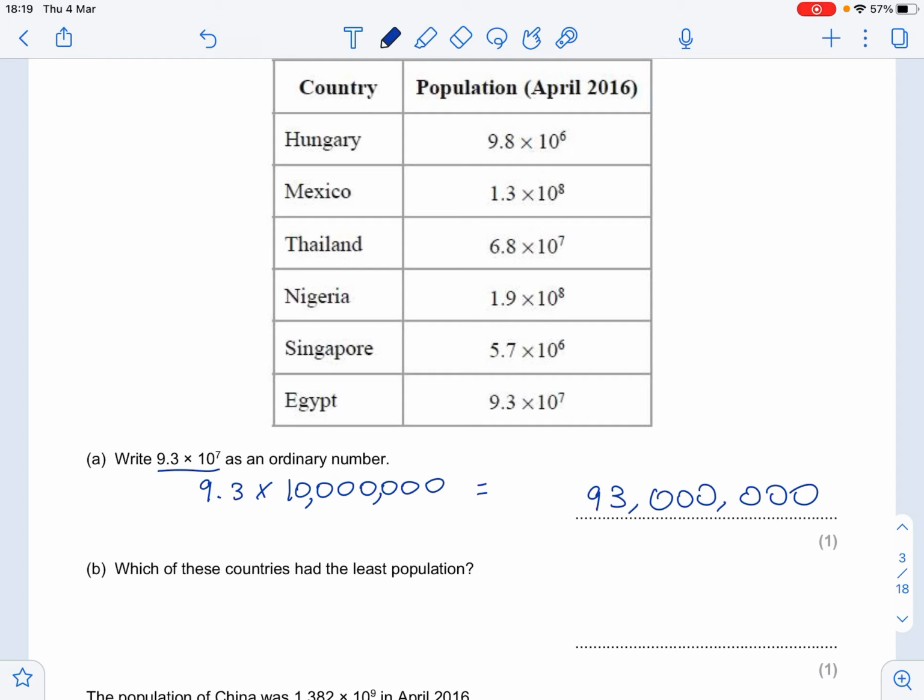Which of those countries has the least population? The least population means the power is the smallest. So which one has the smallest? We have 6, anything smaller than 6. So we have 9.8 multiplied by 10 to the power of 6, that means it's smaller. Then we're going to compare what's at the front. So 9.8 and 5.7. 5.7 is smaller. So Singapore.